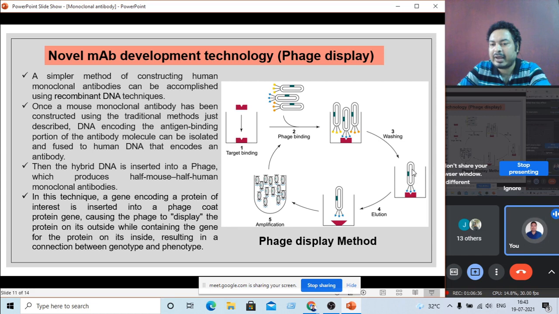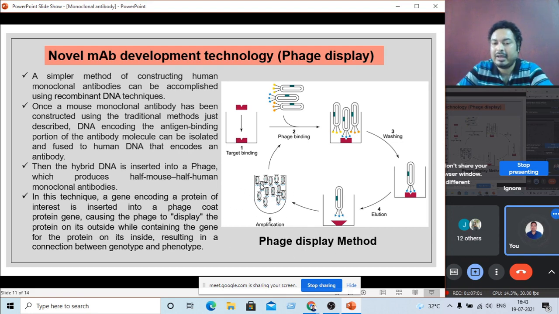Only the phage viruses that are binding to the antigen remain there. Then we select these viruses, and they are applied to proliferate inside bacteria, that is, bacteriophages attacking the E. coli. Now we apply these phage viruses into the E. coli bacteria so that they can proliferate to the maximum number of viruses inside the E. coli bacteria.